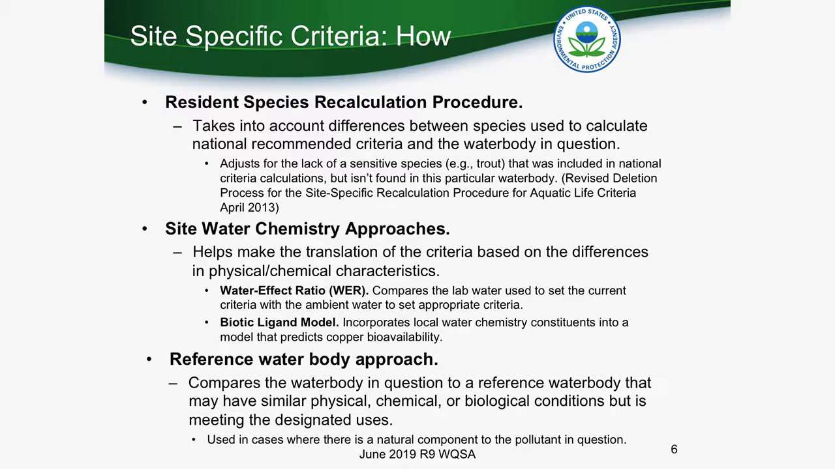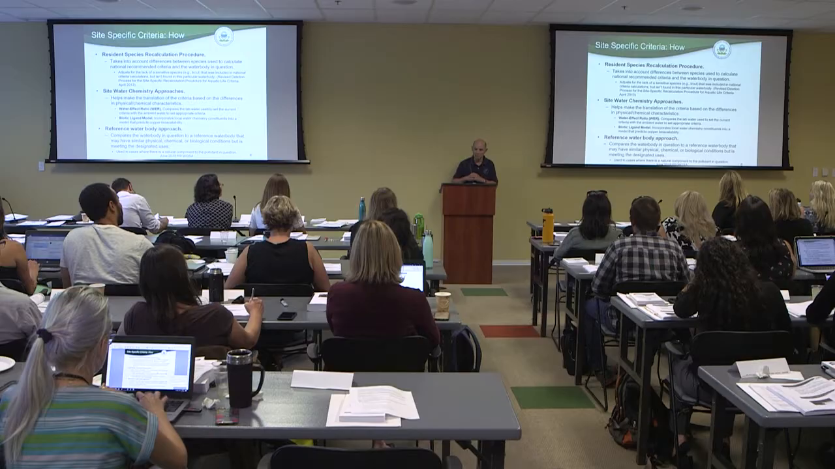And then finally, the last one is the reference water approach. And that's basically what we talked about before, where maybe you have a hot spring, it has high arsenic, and if you can show that this arsenic is not affecting the critters that live there and adapted to that high arsenic, then we can develop a site-specific criteria for that.